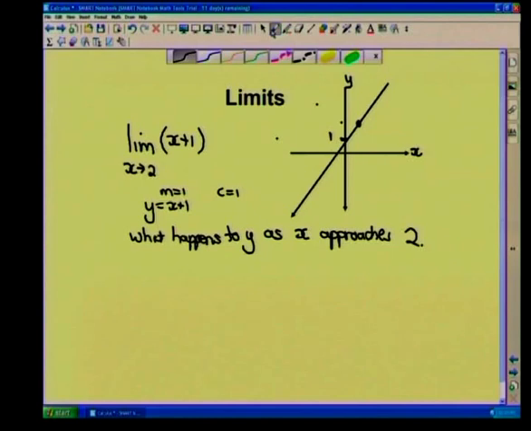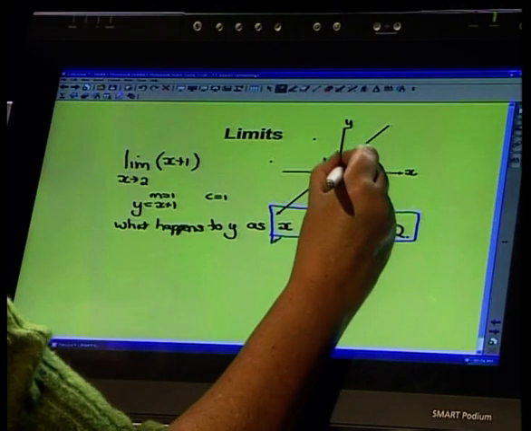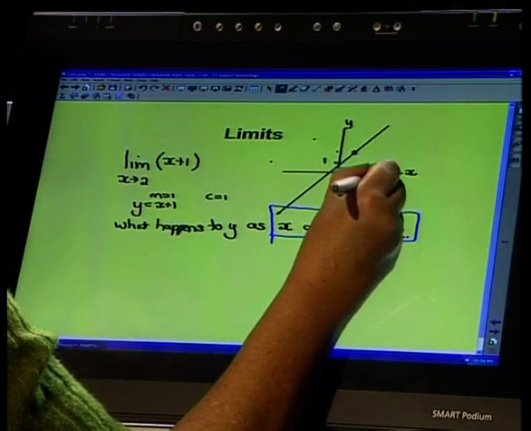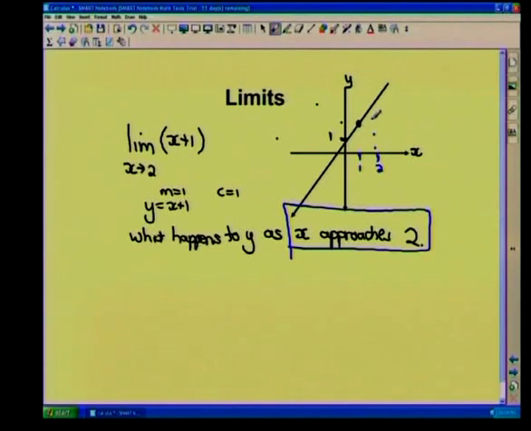Now, what am I asking you? I'm asking you, as x approaches 2, so where would 2 be? Let's see, it's about here somewhere. What is happening to my y's? Well, let's have a look. Let's play a little bit with it. Let's take this dotted line and see if it works. As I get nearer to that 2, can you see what's happening to my y's? They're getting nearer and nearer and nearer to a value over here, which happens to be 3.